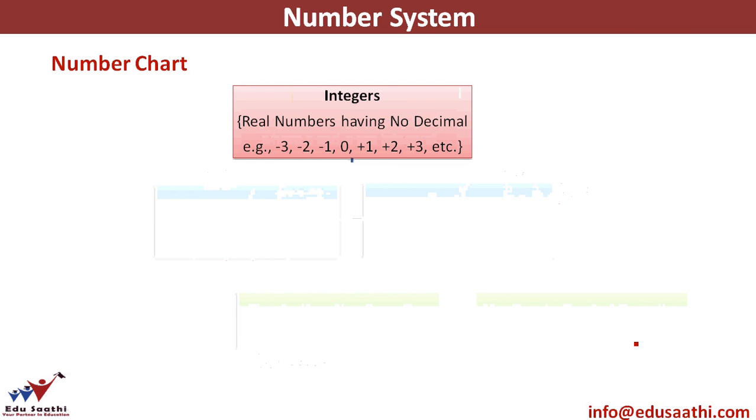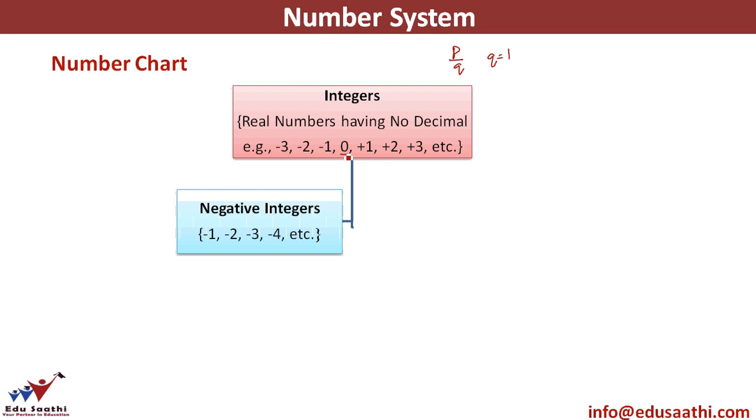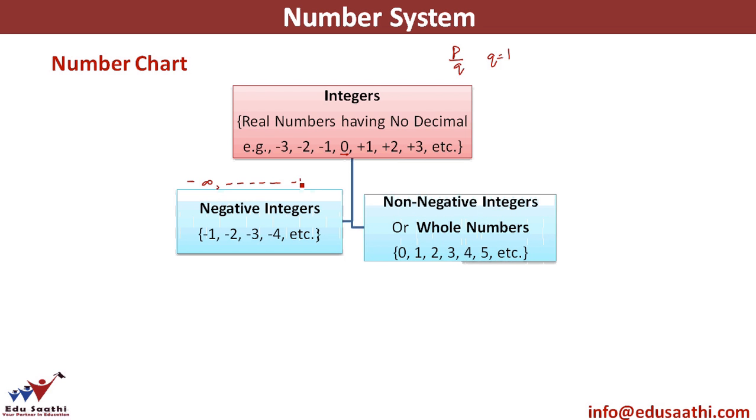Let's look at integers in detail. Integers. They are real numbers having no decimal. So that means if I have fixed the number in p by q form and I have fixed the denominator equal to 1, I get an integer. So the examples could be negative integers or positive integers and the case of 0. So integers can be classified as negative integers extending from minus infinity till the case of minus 1. Then it will have a case of positive integers, or I would say non-negative integers.